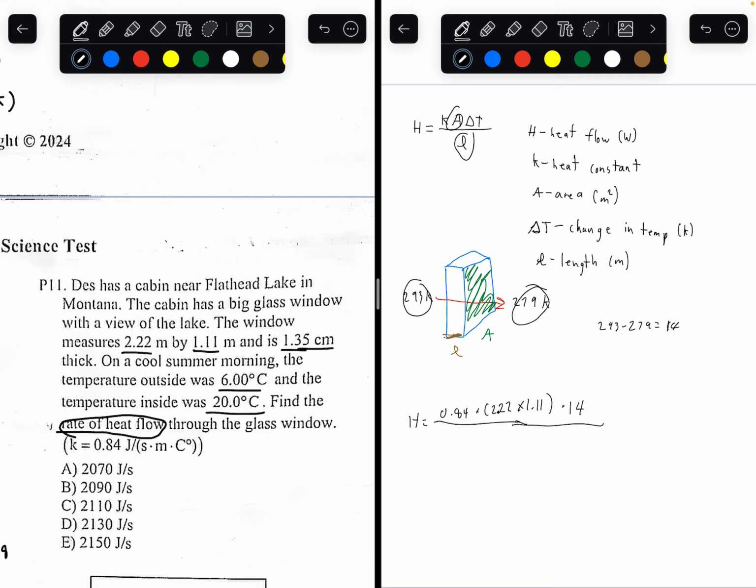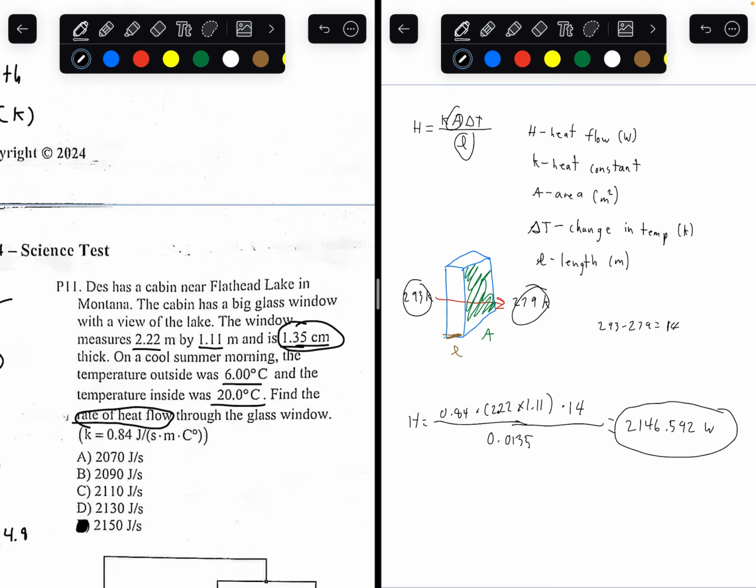And the length. Remember, the length of this brown segment right here, that would be the width, 135 centimeters. Convert that to meters, that'd be 0.0135 meters. Plugging everything into the equation, you would get 2,146.592 watts. So the answer to this question would be E, 2,150 joules per second, or 2,150 watts.